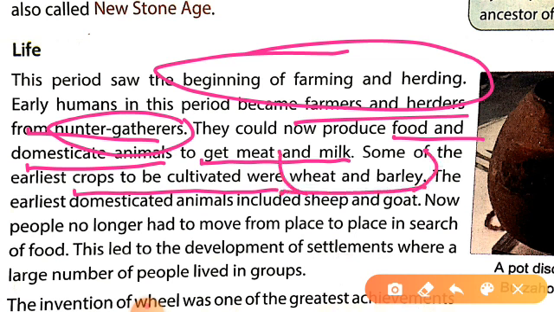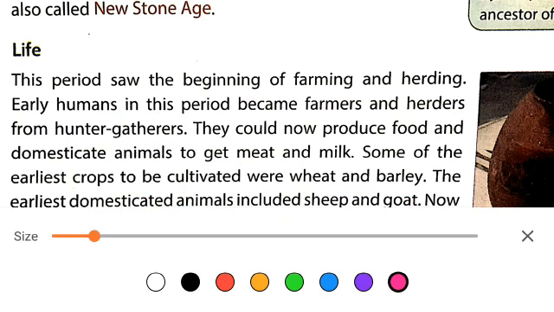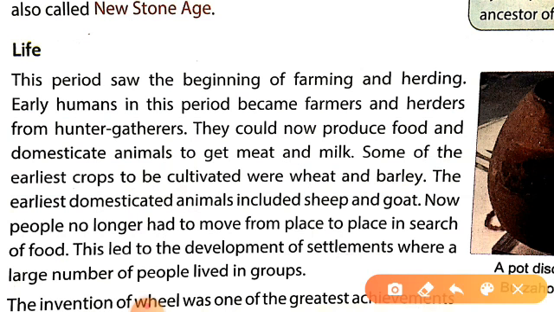Wheat and barley were the earliest cultivated crops. The earliest domesticated animals included sheep and goat. So here you will mark sheep and goat as the earliest domesticated animals.